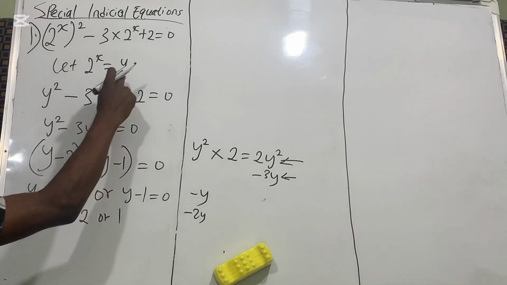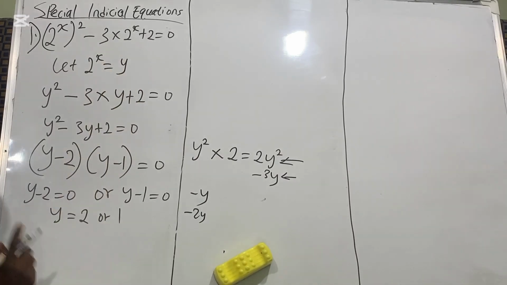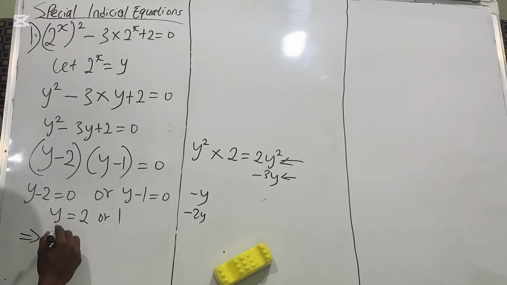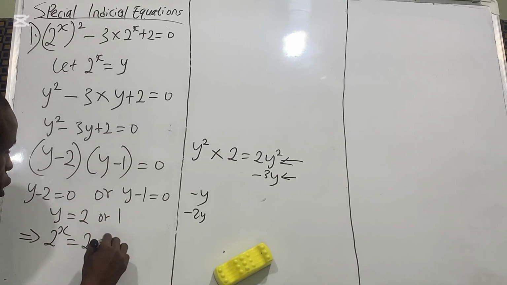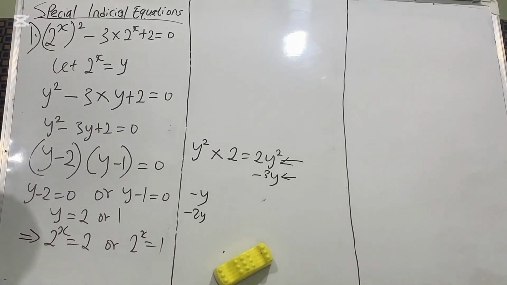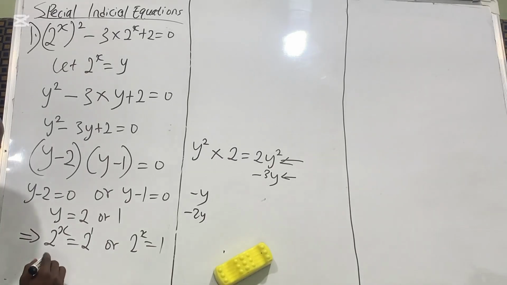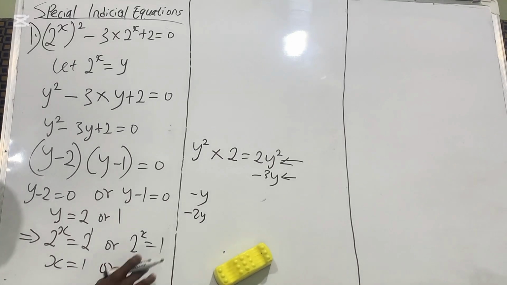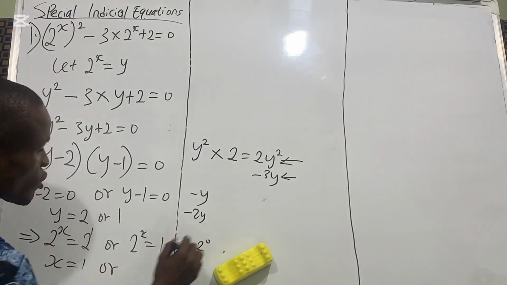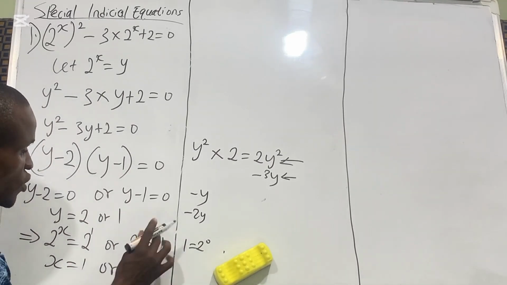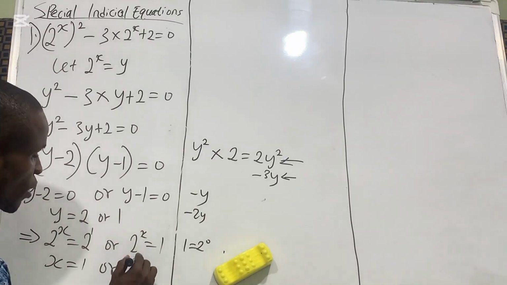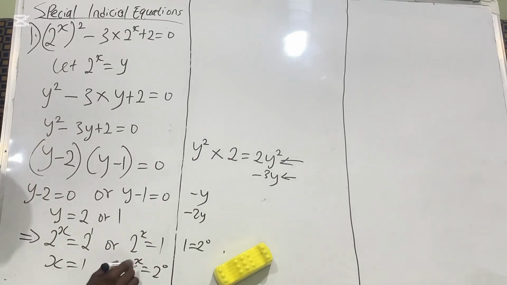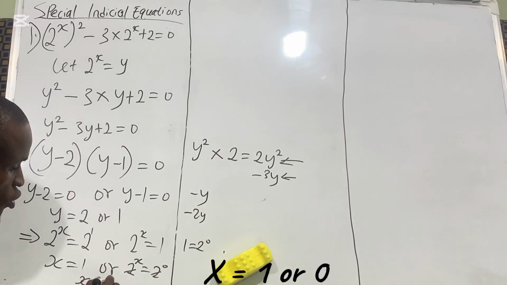Recall that y equals 2 to the power of x. So 2 to the power of x equals 2, or 2 to the power of x equals 1. From our law of indices, 2 is the same thing as 2 to the power of 1, so x equals 1. And 1 is the same thing as 2 to the power of 0, so x equals 0, because 2 to the power of x equals 2 to the power of 0. So x equals 1 or 0.